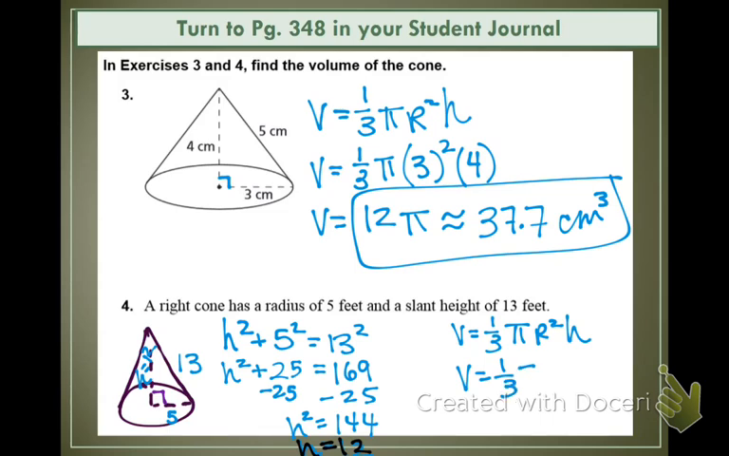Doesn't matter. 1/3 pi. What is our radius? 5. 5 squared times the height, which is 12. We just found it. So it would be 25 times 4, which is 100 pi, which is equivalent to 314.159. Am I right?